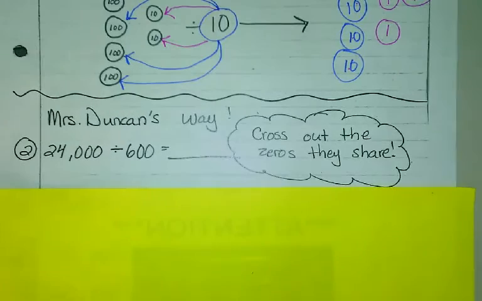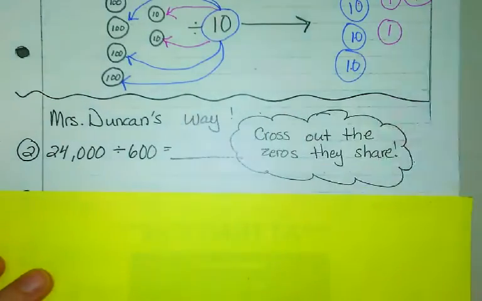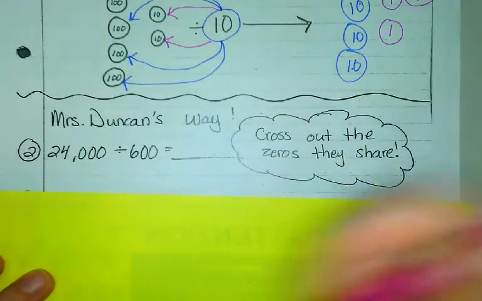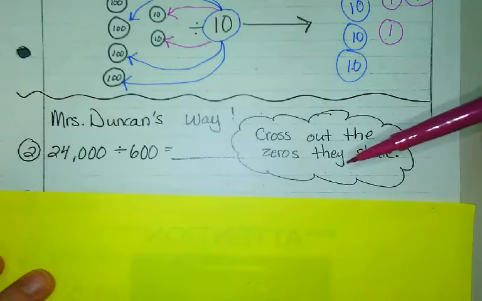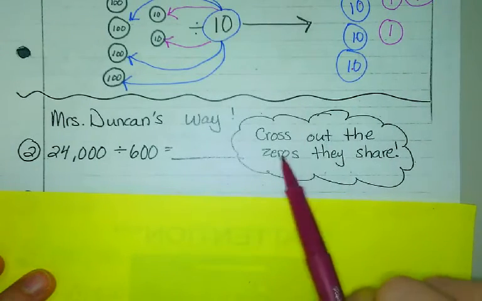So now our first problem is 24,000 divided by 600. Okay? Now if I wanted to draw discs out, I could. I would draw out lots of my 100 or my thousands discs, and I would go through dividing it like the Eureka way. However, sometimes it's just easier to cross out the zeros they share.